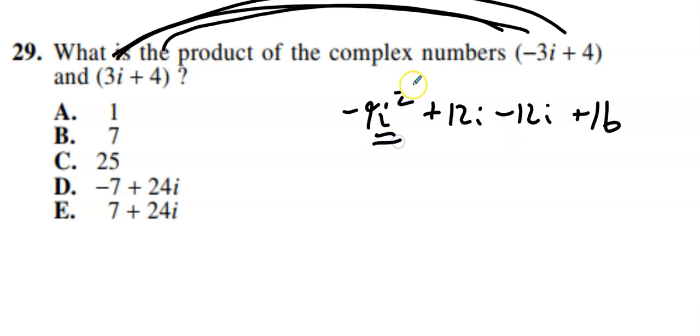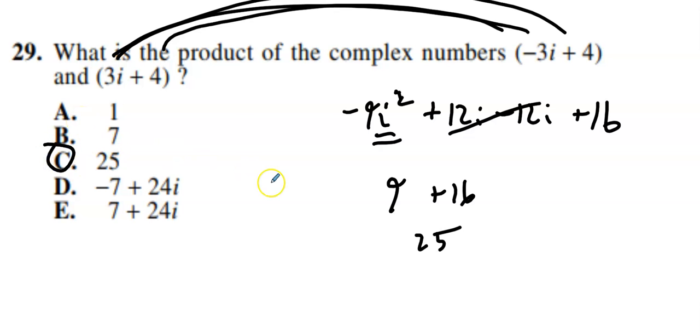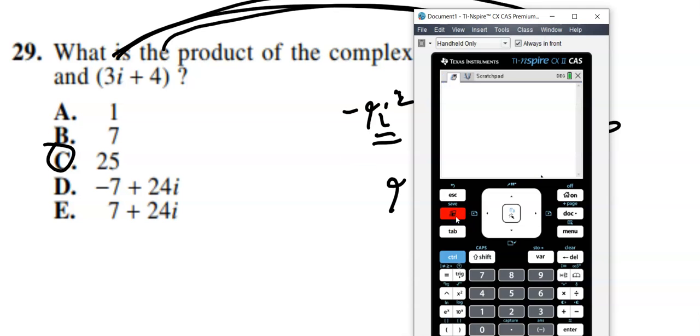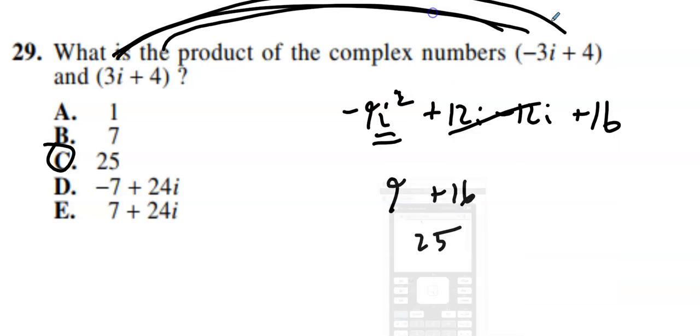So i squared is really negative 1 here. So that's positive 9. These go away. Plus 16, which is 25. You can also type that in your calculator. So your calculator can actually handle that. I believe it can. Well, let's see. Well, let's just do that one by hand. I think it'd be good.